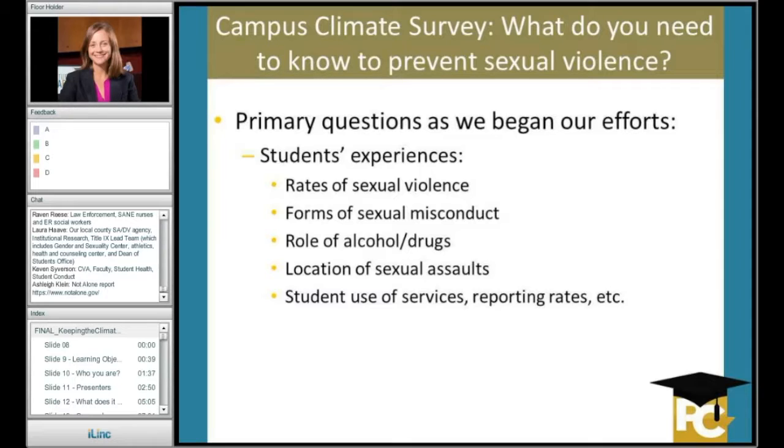But once we got the data back, we really organized it into a couple of different categories because that made sense for us as we shared the public report, which was about this time last fall. So our primary questions and what we looked at were students' experiences. So our forms of sexual violence, so not just sexual assault, but other forms of sexual violence and sexual misconduct. The role of alcohol and drug use. We're a residential campus. So for our campus, that was also very important, plus considering the national numbers. The location of sexual assault, student use of services, reporting rates. So that's when we really looked at students' experiences.